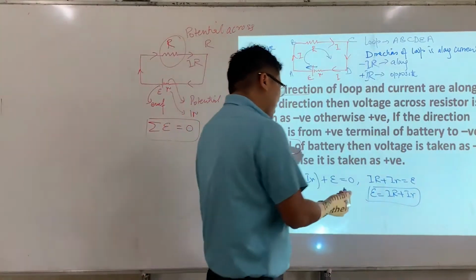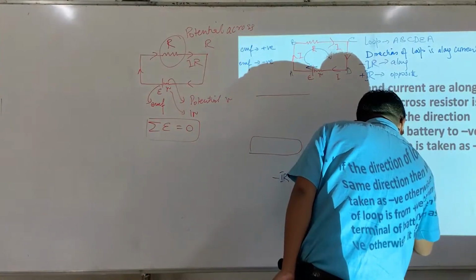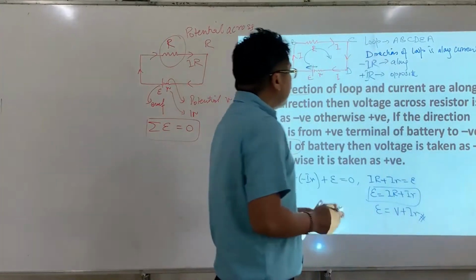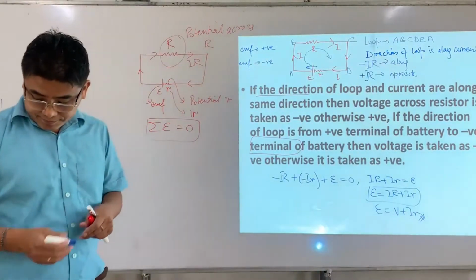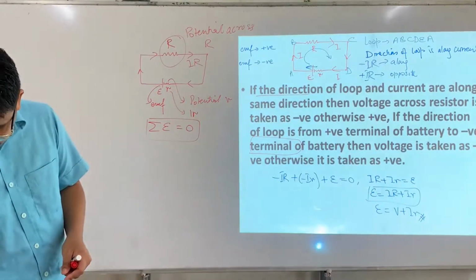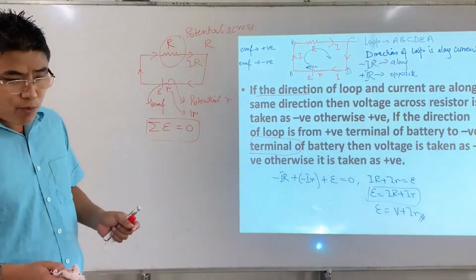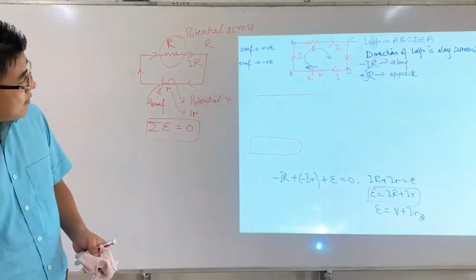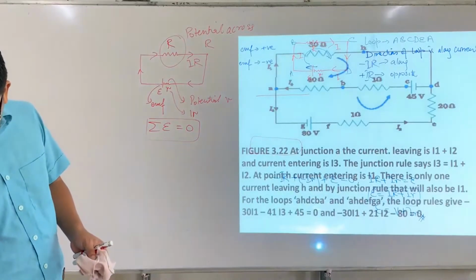And in this case, this is what we have done actually, right? This is what we call as V plus IR. This is done. So this is what I have. Now what I'm going to do is I'll give you one simple example. Alright. One simple example. This is the simple example, right?